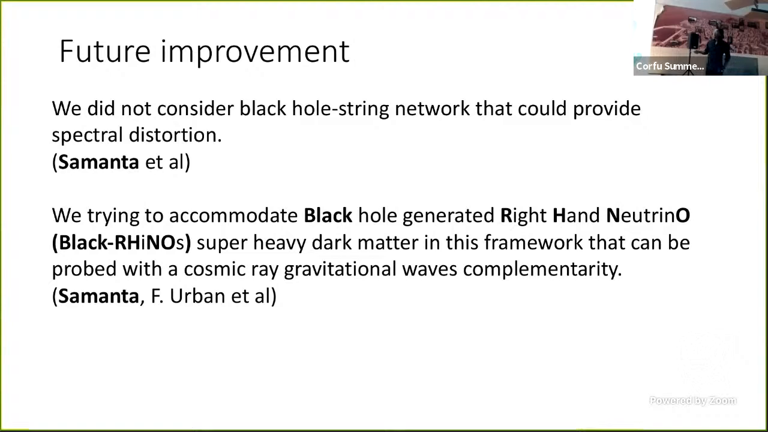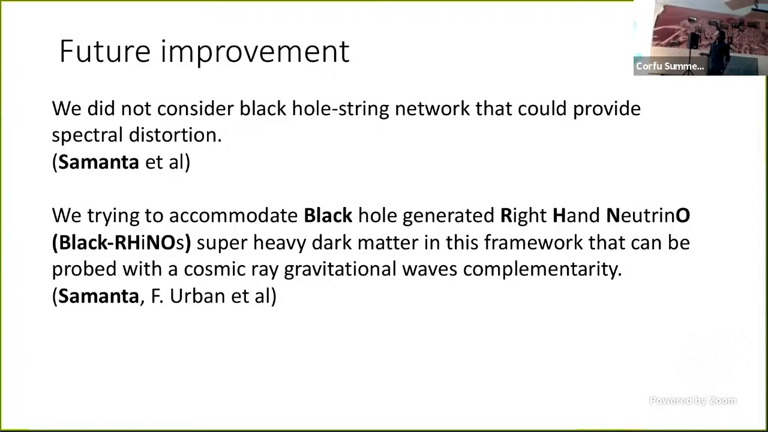We didn't consider any black hole string network formation. That can potentially affect the spectrum. For example, one can form binaries of black holes when the cosmic strings are attached to 2 black holes, and that can change the spectral shape of the spectrum. To be honest, I don't understand the theoretical aspects of this scenario, so I'm still studying it. And we are also trying to accommodate super heavy dark matter from black holes along with leptogenesis.